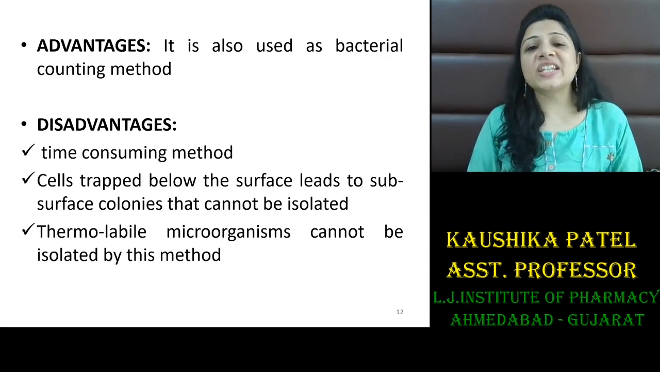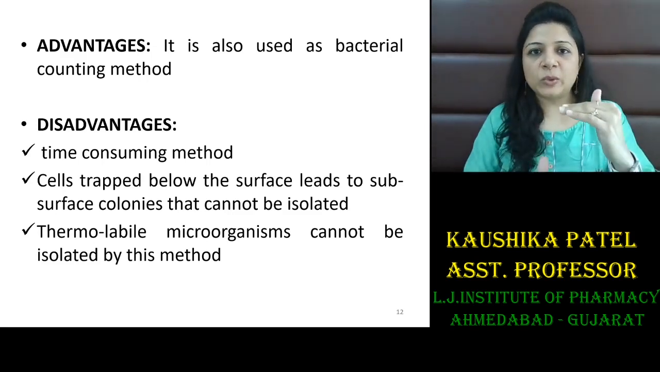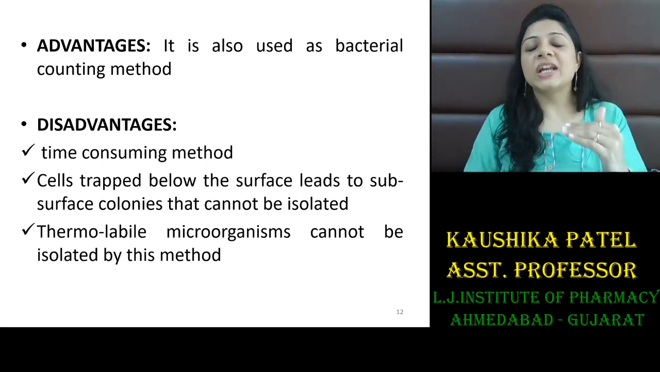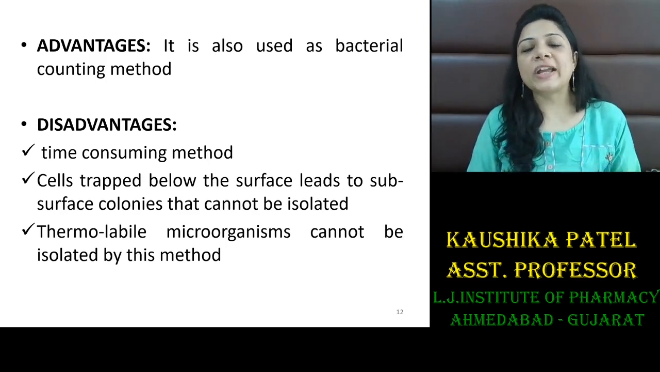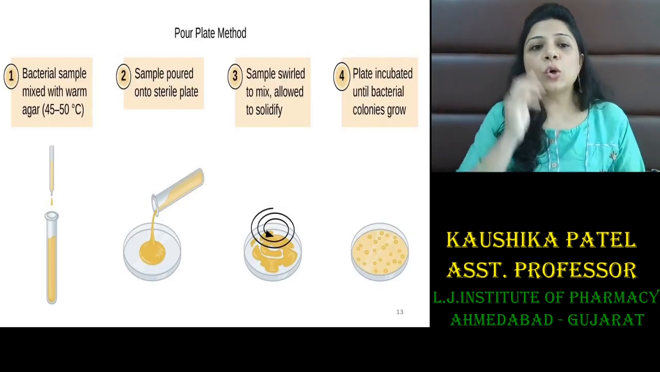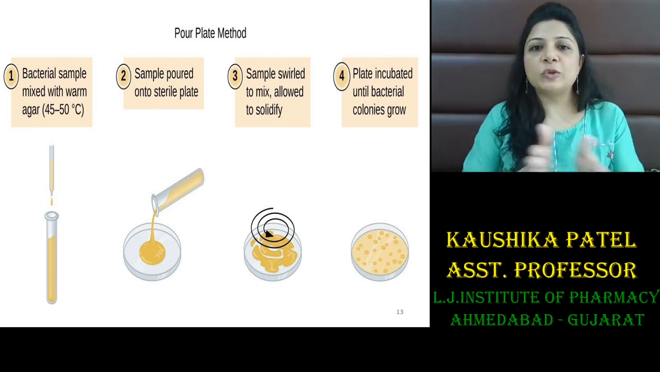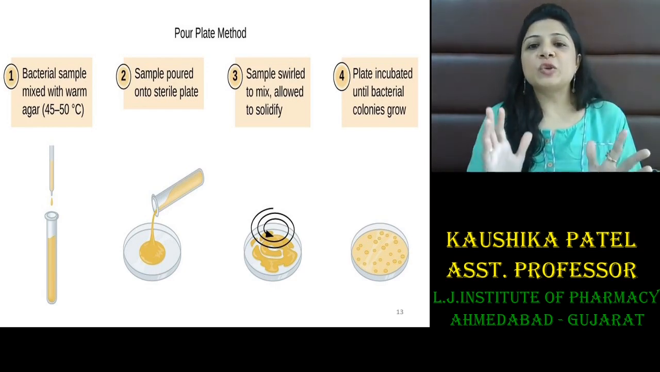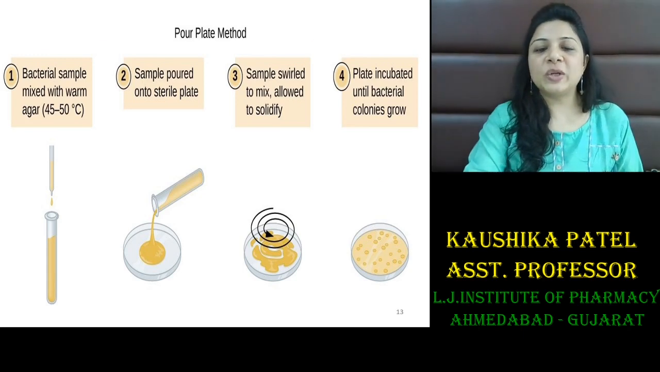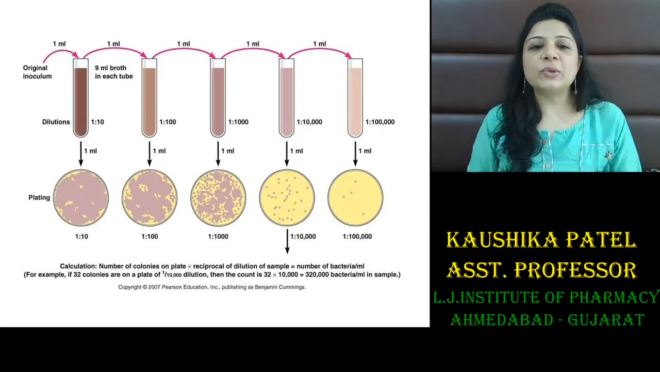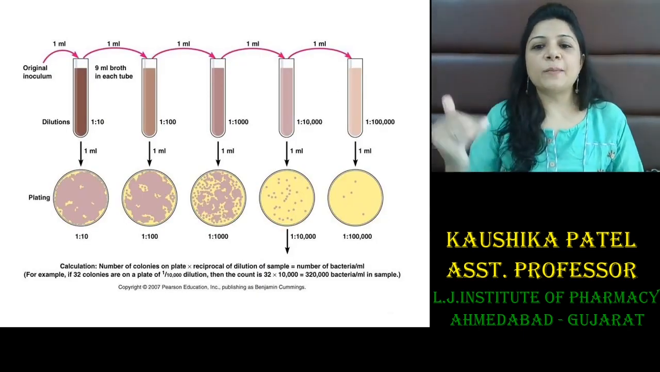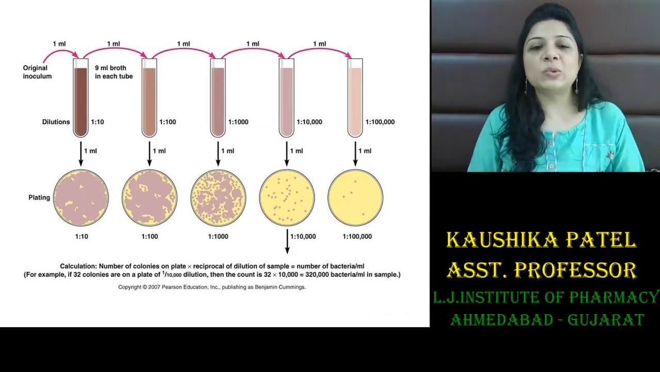The disadvantages are that it is a time consuming method. Some of the cells may get trapped below the surface and cannot be counted, and since you have to inoculate at 45 degrees Celsius, thermolabile organisms cannot be processed by this method. So this is the process which you have to perform. You have to mix, then roll, pour it, allow it to solidify, and then incubate. As the dilution increases, you can see that the number of colonies formed in the plate will reduce.